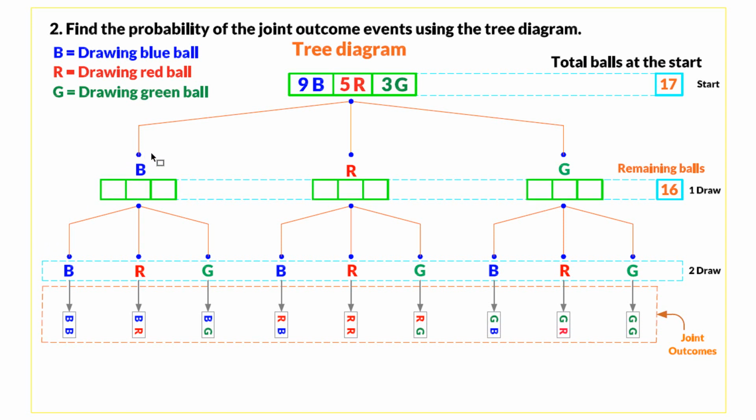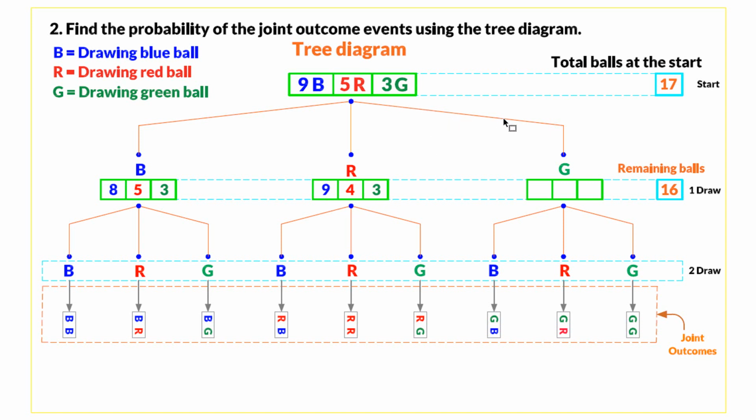So if we pick 1 blue here, then the remaining blue is 9 minus 1, and that is 8 blue. And the remaining red will be 5 minus 0, and that is 5. The remaining green is 3 minus 0, and that is 3. Now if we pick 1 red, then the remaining red is 5 minus 1, and that is 4. And the remaining blue will be 9, and the remaining green will be 3.